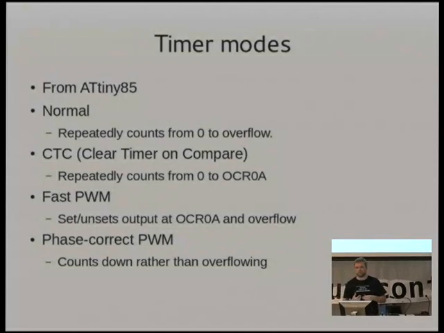OCR0A is just the name of a register that you put a value into. In this case, it's the overflow compare register for timer 0. The A is just a suffix because if you have, say, a 16-bit timer, you might need A and B, because they're 1 byte each for the registers.